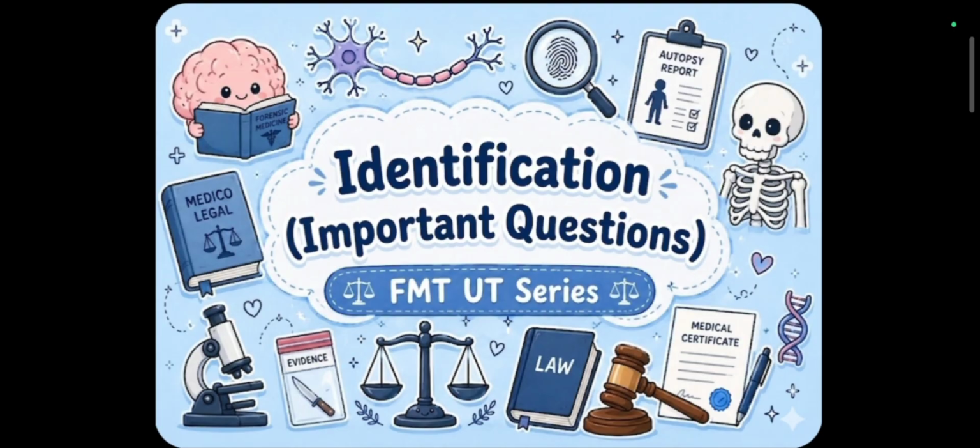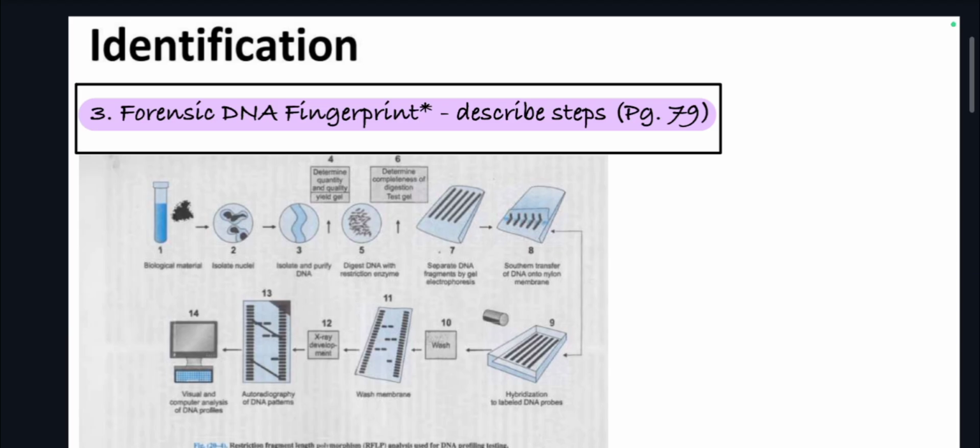This is day 3 of our FMT-UT series and the topic is identification. So in this video, we'll be covering all the important questions regarding identification for university exams. Our chapter is identification and our very first question is, describe the steps of forensic DNA fingerprint.